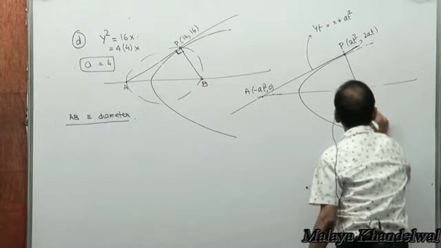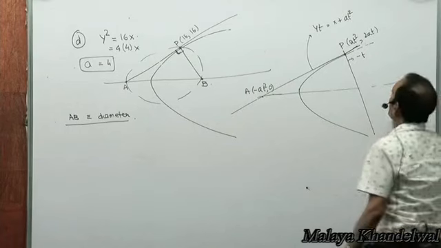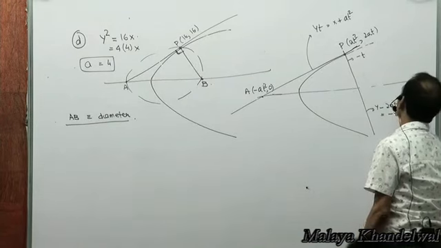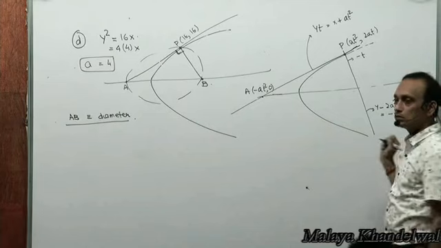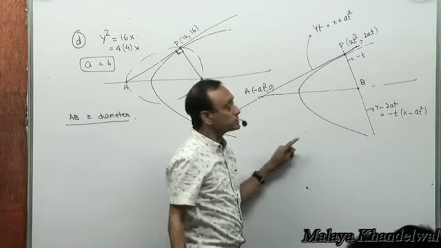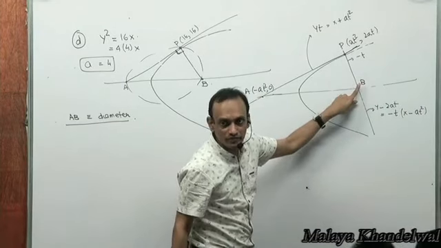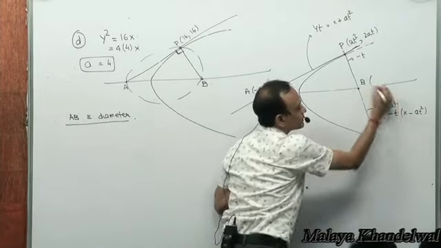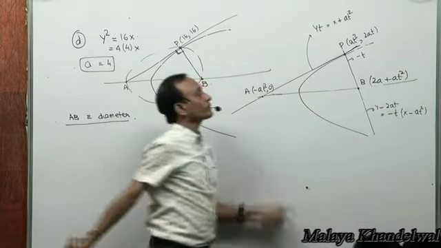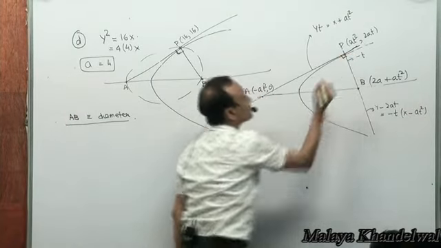Now this is a normal. The normal at t would have slope minus t. Yes or no? So what would be the equation of the normal? y minus 2at is minus t into x minus at squared, is the equation of the normal. Right? And how do you find the intersection of the normal with the axis? Put y equal to 0 again, then x will give you the x of B. So if you plug in y equal to 0, you get x equal to 2a plus at squared. Right? And they are perpendicular to each other.